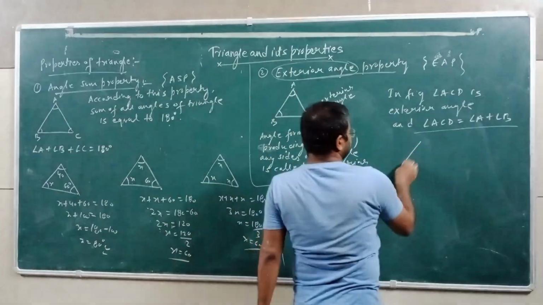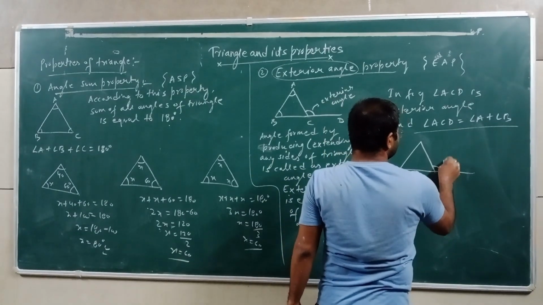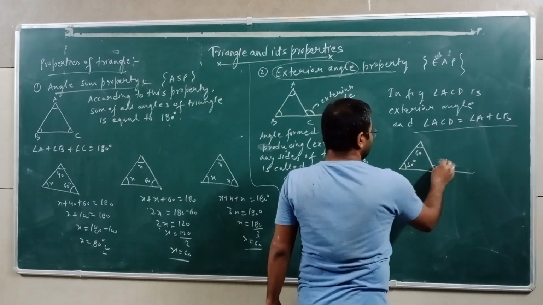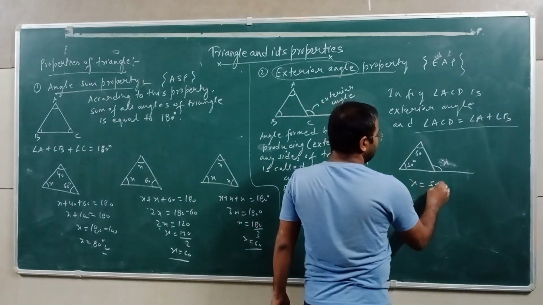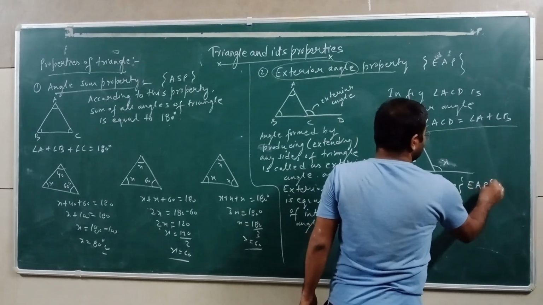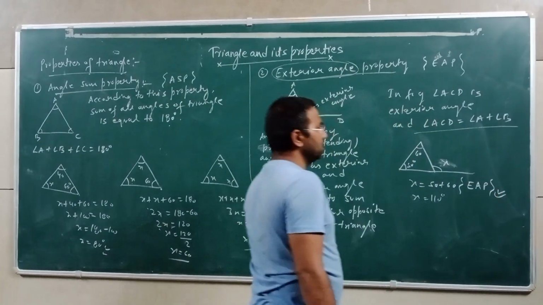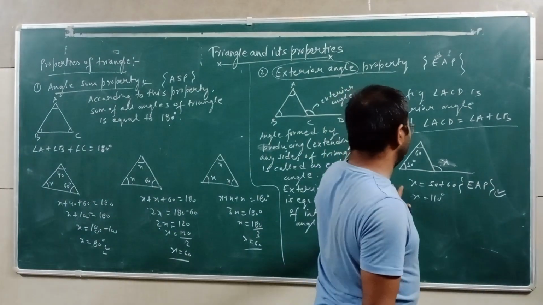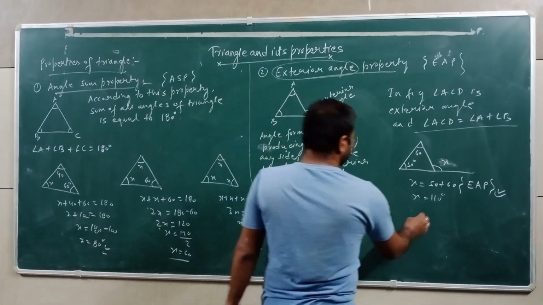Now suppose that in the figure it is given that this is 100, this is 60 degrees and this is 50 degrees. Okay, and this is x. Now you have to calculate the value of x. Then you will write what? x is equal to 50 plus 60, and here you will write the property: EAP, exterior angle property. Then x is equal to 110. You must write the reason, otherwise your marks will be deducted. Okay, suppose it is a 1 mark question, then you will get only half a mark because of not writing the reason.